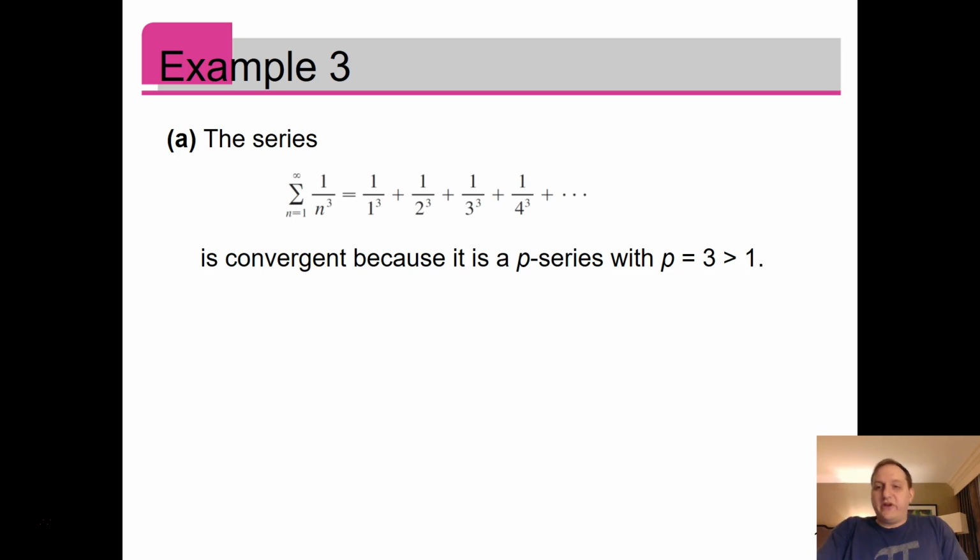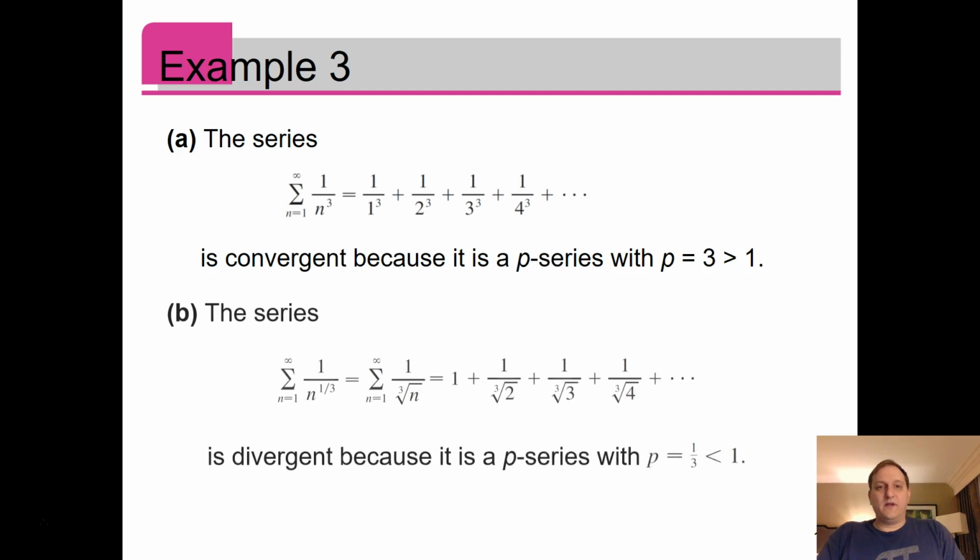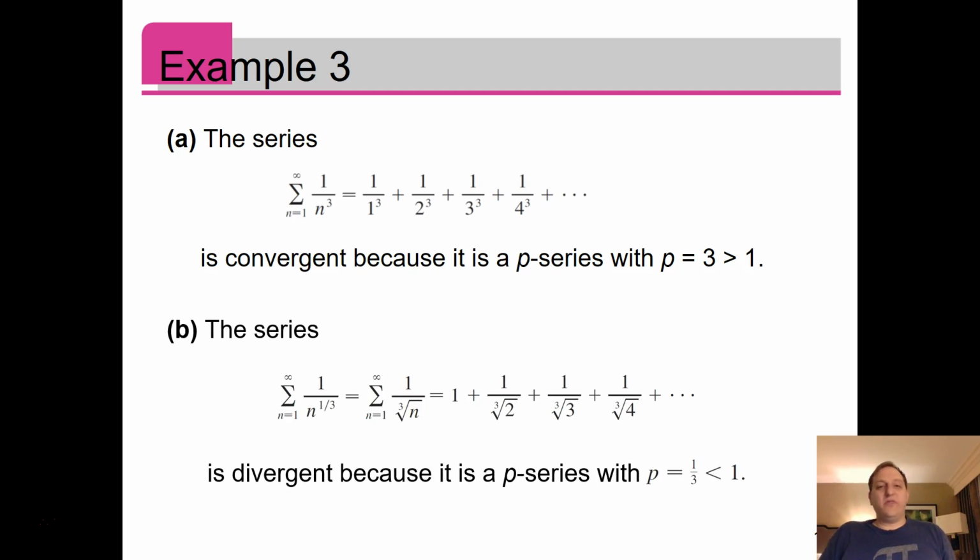Okay, so here are some examples. I have the series sum from n equals 1 to infinity of 1 over n cubed. It's a p-series with p equals 3. 3 is greater than 1. Series converges. Done. End of story. Do not need to say anything else. Here we have 1 over n to the 1/3, which is the same as 1 over cube root of n, sum from n equals 1 to infinity. It's a p-series. p is 1/3. 1/3 is less than 1. It diverges. Done. End of story. Everything we've done in the video today is consistent with this fact about p-series.